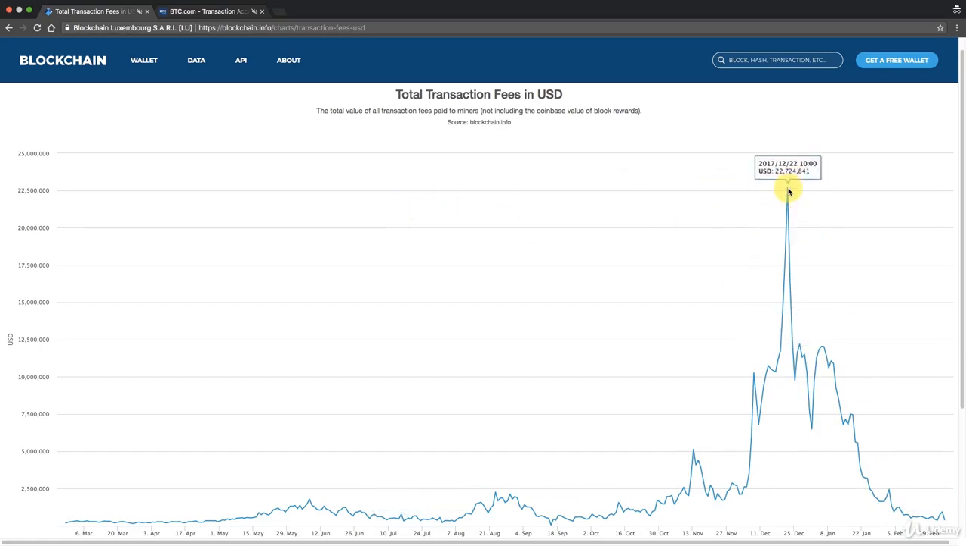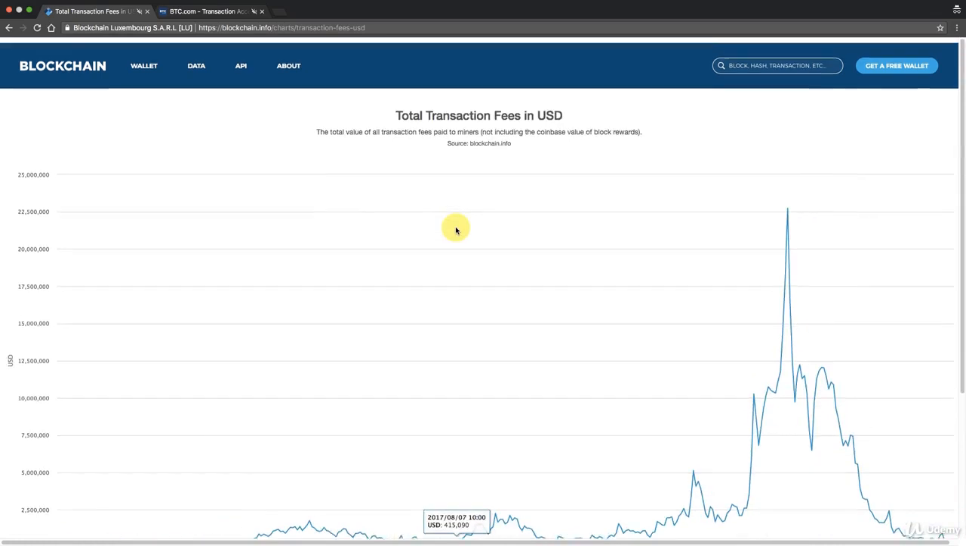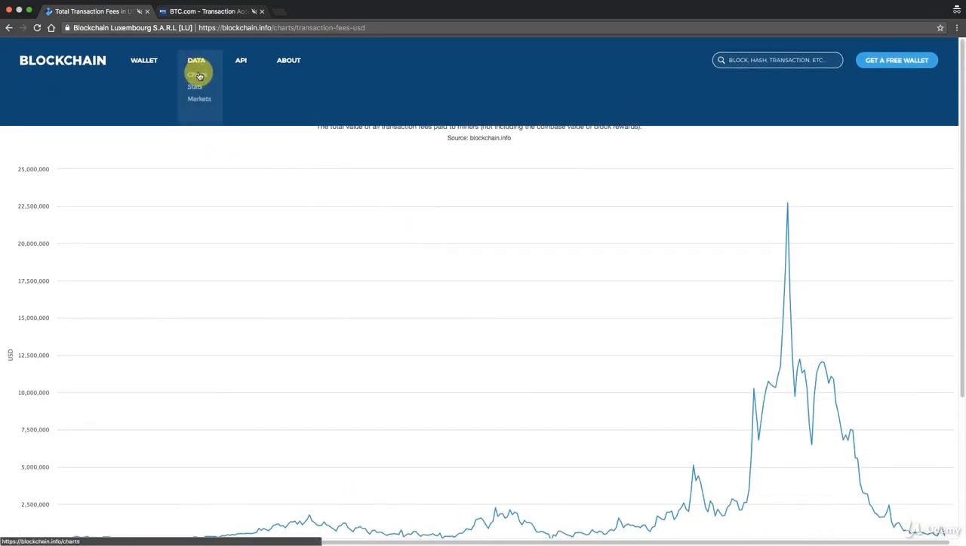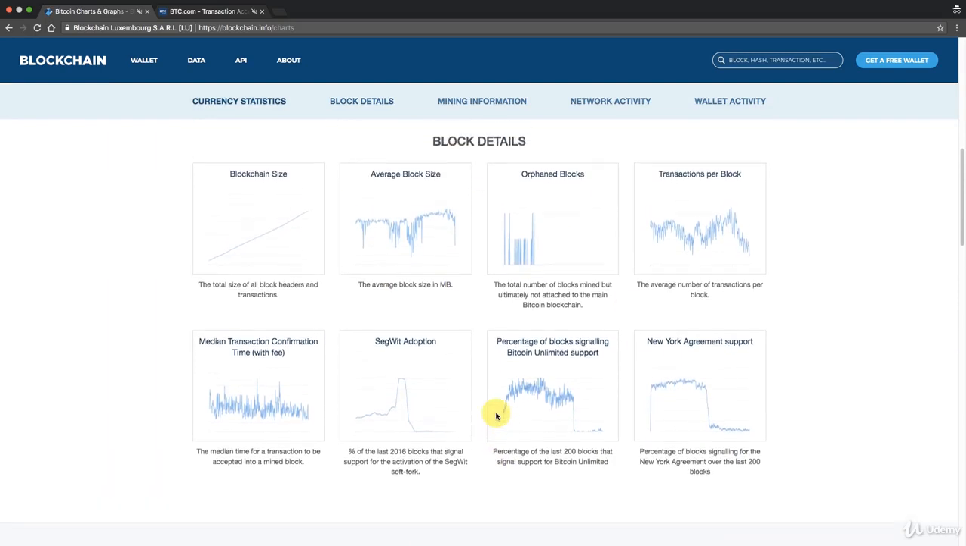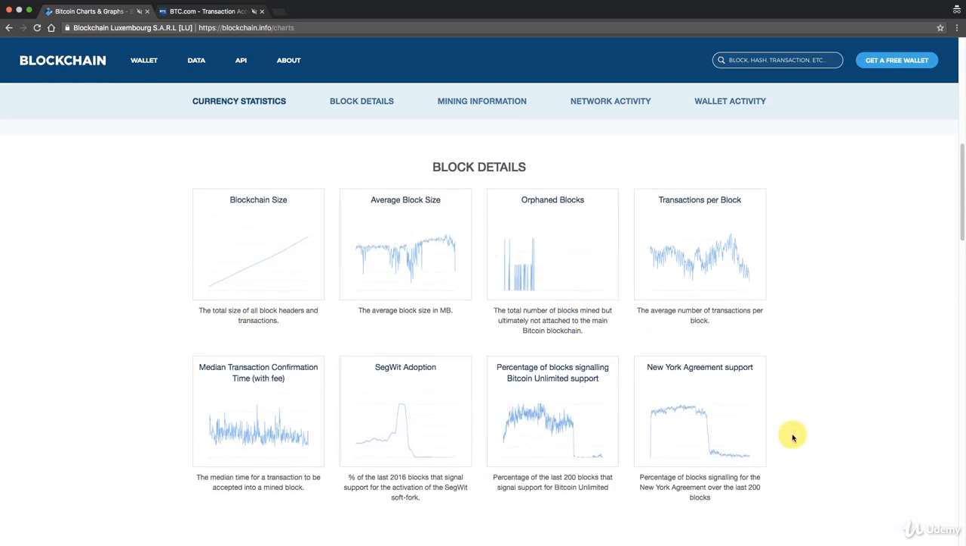So, if you convert this back to Bitcoin, it won't be as chaotic. It will be more stable. So that's another thing to keep in mind. So there we go, those are the stats. There's a lot more charts here that can be useful.